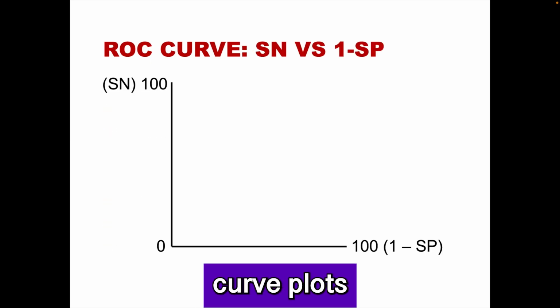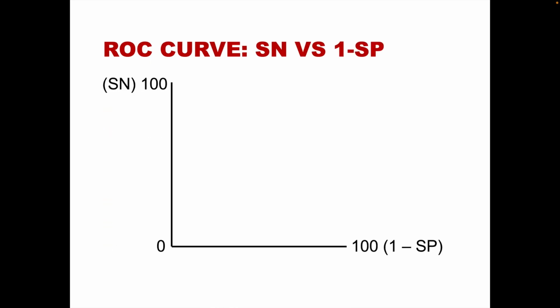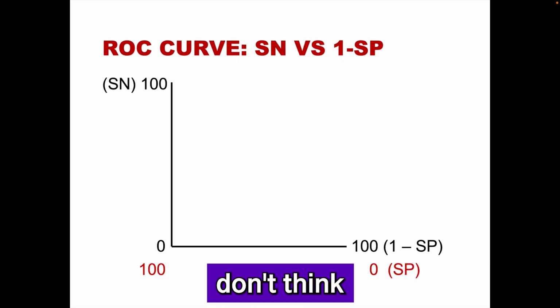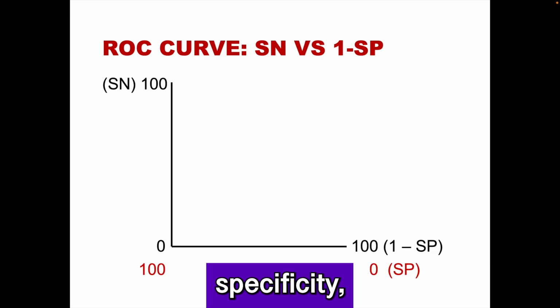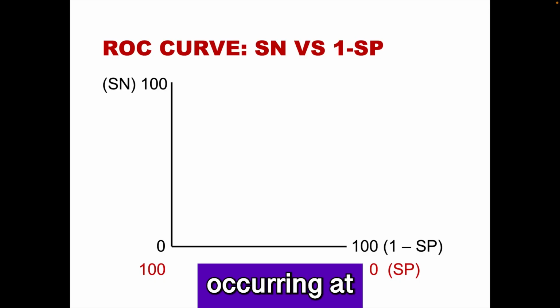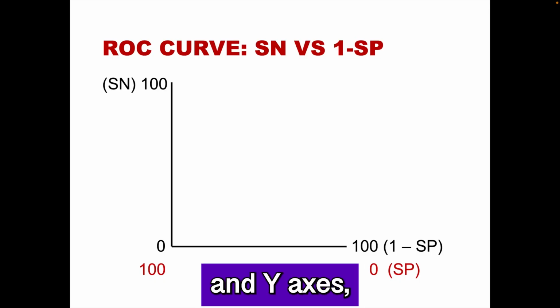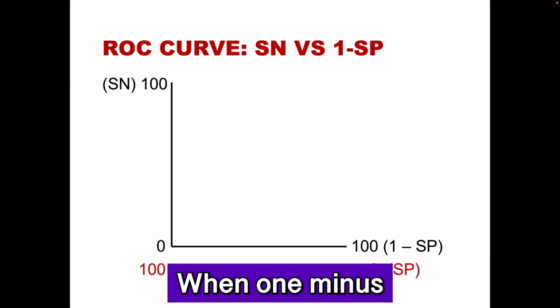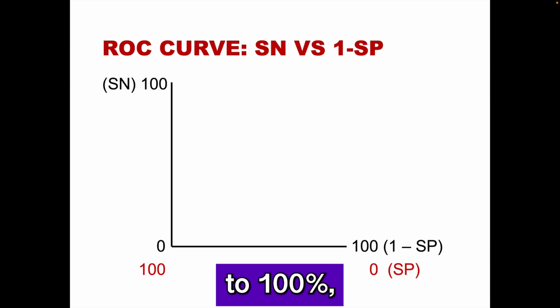An ROC curve plots sensitivity on the y-axis and 1 minus specificity on the x-axis. Since we typically don't think in terms of 1 minus specificity, it is helpful to label the axes as specificity with 100% specificity occurring at the junction of the x and y axes, and 0% specificity occurring at the distal end of the x-axis. When 1 minus specificity is equal to 0%, specificity is equal to 100%. When 1 minus specificity is equal to 100%, specificity is equal to 0%.